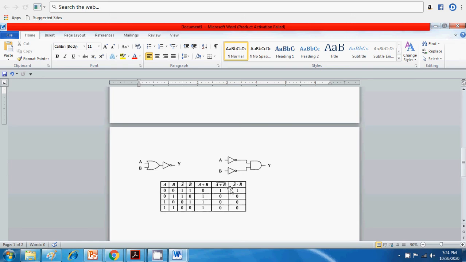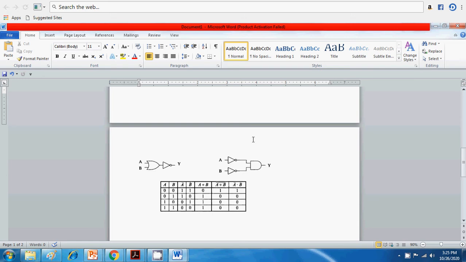Now a plus b bar means the output of this circuit is the inversion of this a plus b. So 0 becomes 1, 1 becomes 0, 1 becomes 0 and 1 becomes 0.